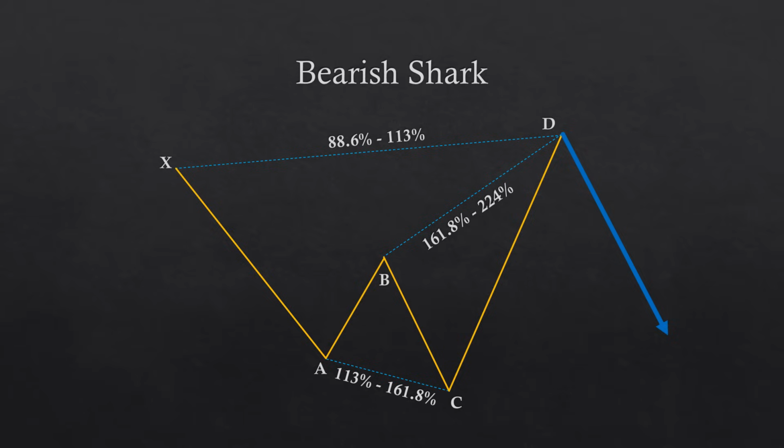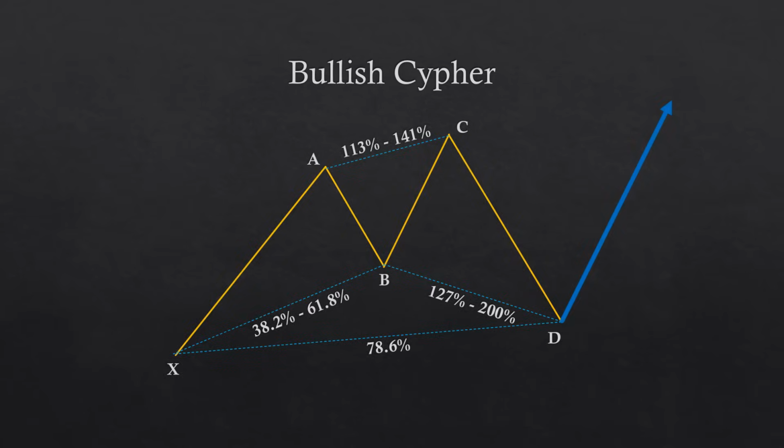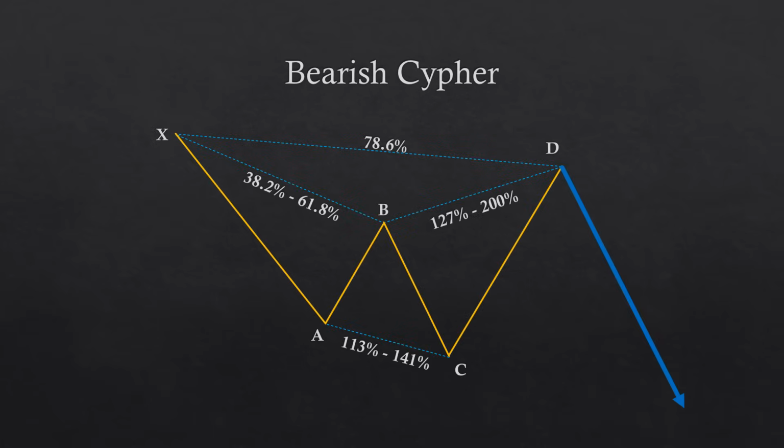Next, we are going to study a pattern called Cypher. Let's begin with the bullish version. In the bullish Cypher, the ratio between AB and XA must be between 38.2 and 61.8%. The ratio between BC and AB must be between 113 and 141%. The ratio between CD and BC must be between 127 and 200%. And the ratio between AD and XA must be 78.6% ideally. In the bearish Cypher, we have the same ranges and properties, but upside down. So the pattern looks like this.